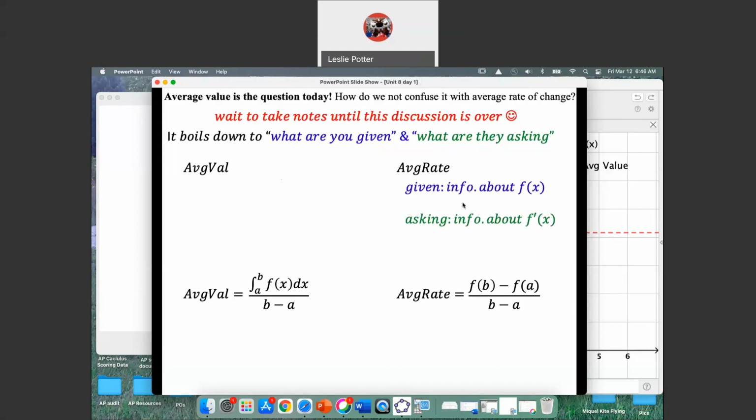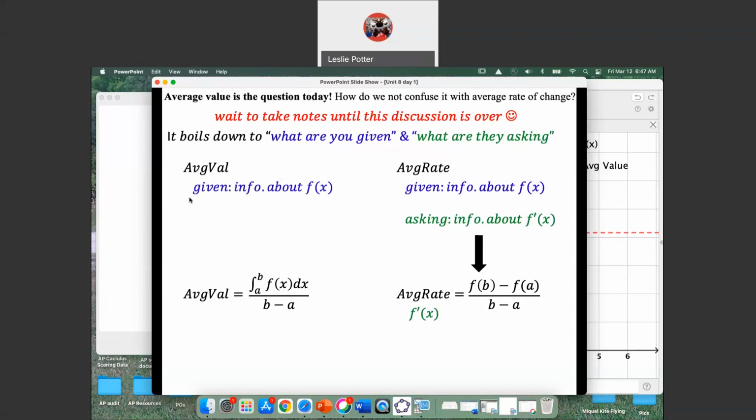So that's the key: the average rate of change gives you information about a function and asks you something about its derivative. So what they're giving you and what they're asking for are two different things. That's when you know you need to use the average rate of change. When you're given something and then asked to find its derivative, or information or approximation about its derivative. How is this different? How is the average value different? Oh yeah, we call that f prime of x.